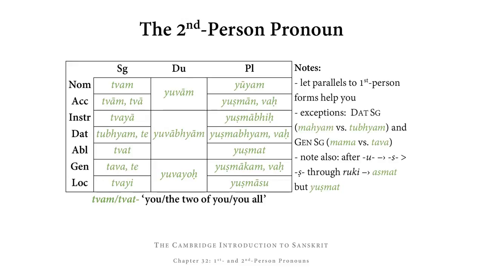So in the singular, what we need to do is remember that the stem is tu, which appears as tu before a consonant and as tw in front of a vowel. And we need to memorize the fact that in the dative we have a different form and in the genitive we have a different form, namely tubhyam and tava.